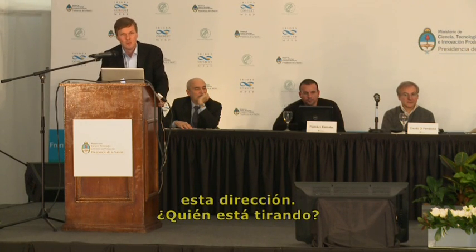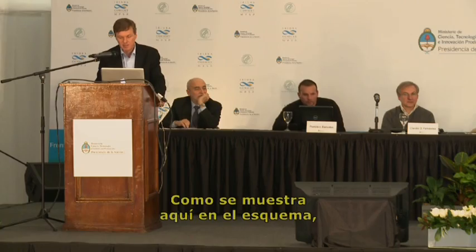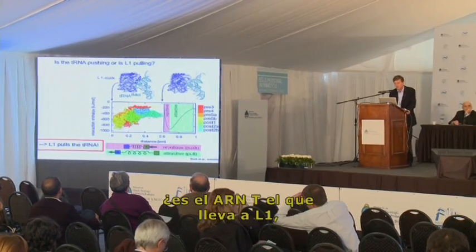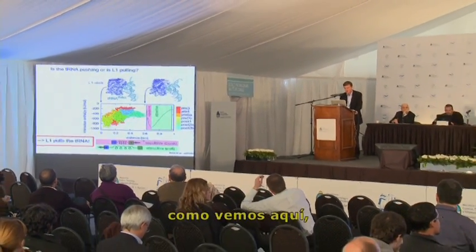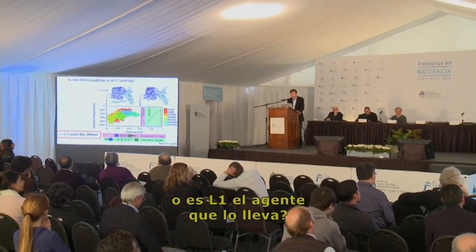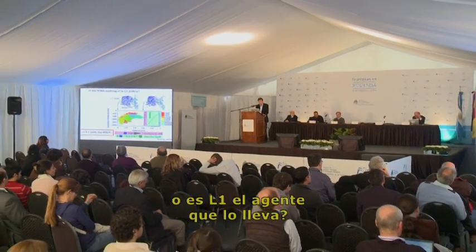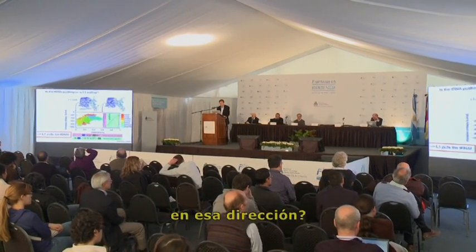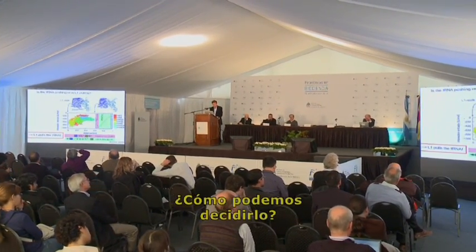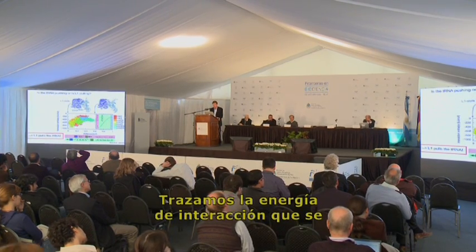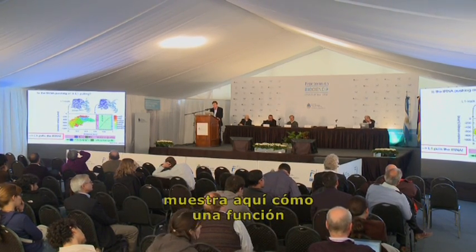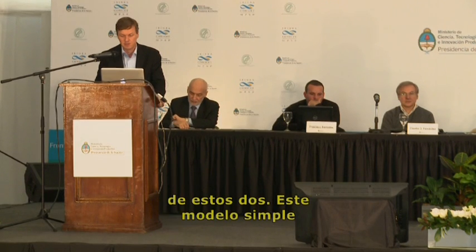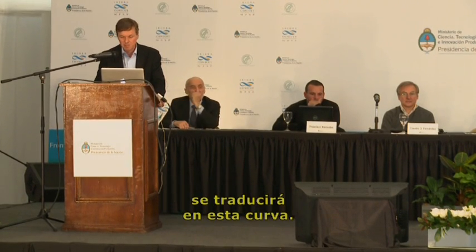And who's pulling whom? Is, like shown here schematically, the tRNA pushing the L1, or is the L1 the driving agent, driven by something else, and pulling the tRNA along in that direction? How can we decide? And the answer is, we plot the interaction energy, shown here, as a function of the mutual distance, the reaction coordinate of these two. And this simple model here would translate into this curve here.